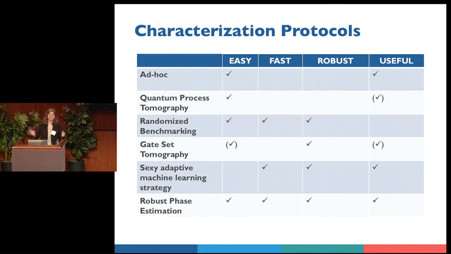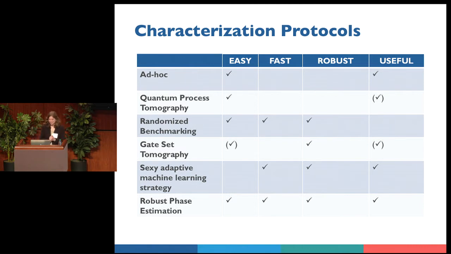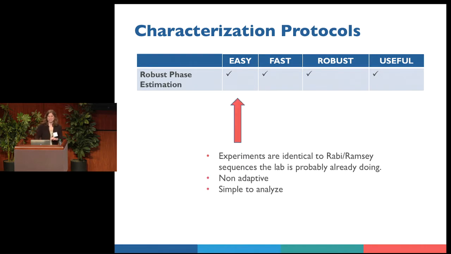Okay, so the answer, what I'm going to be telling you about today, is the protocol that I've been working on, robust phase estimation. And of course, it checks all the boxes. What do you know? It really does. Okay, I'll go through each one. So it's very easy for experimentalists to implement. The type of experiments that you need to take to do this procedure are basically identical to Rabi or Ramsey sequences that the lab is probably doing already. The lab is probably already doing these sequences in their ad hoc method. So I'm just going to have you do the same sequences, but analyze them in a slightly different way and hopefully take way fewer of them than you're already taking, because my goal is to do this fast.